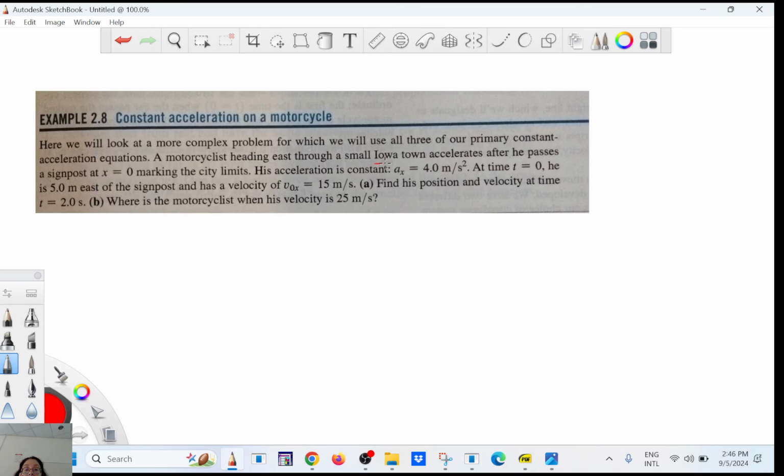Why is it Iowa? I don't know. Maybe the authors are from Iowa. I don't know what is in Iowa.